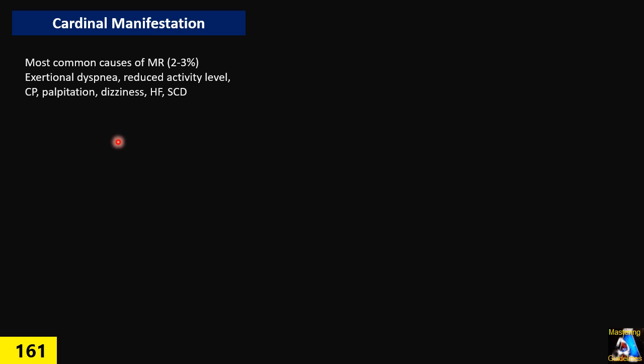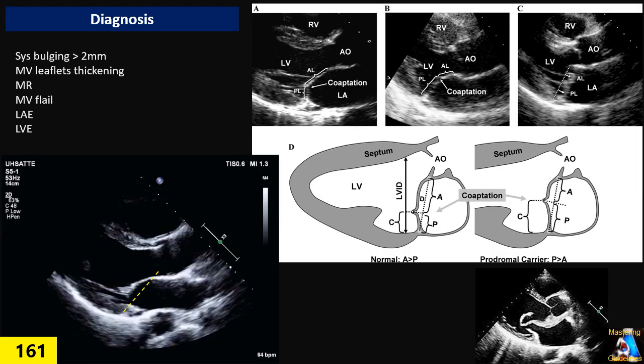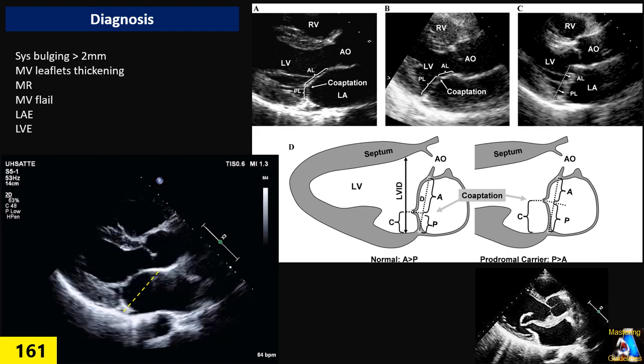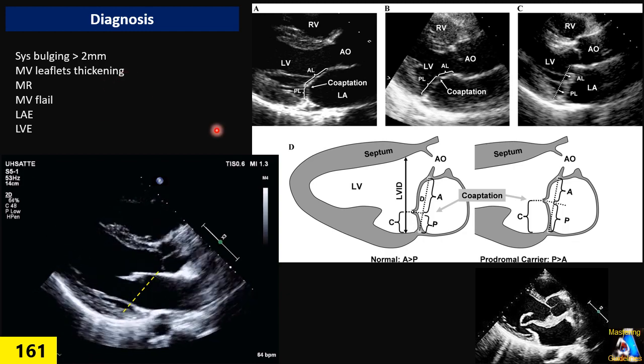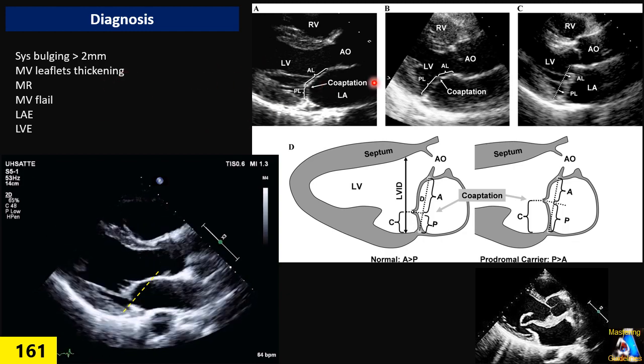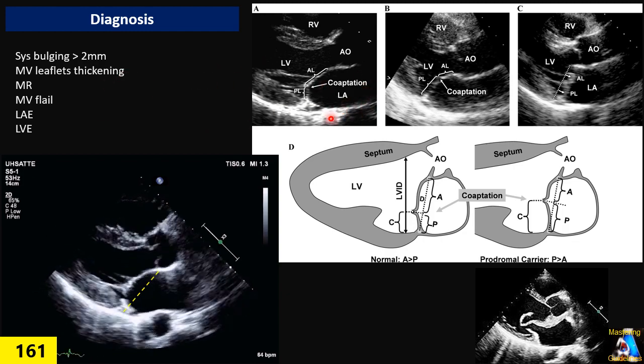level, chest pain, dizziness, and in advanced stage heart failure, and in a specific group of patients we can expect sudden cardiac death. That is not common. Later we are going to talk about that. The gold standard tool for diagnosis and evaluation of mitral valve prolapse is echocardiography. Before that, let's explain some terms.